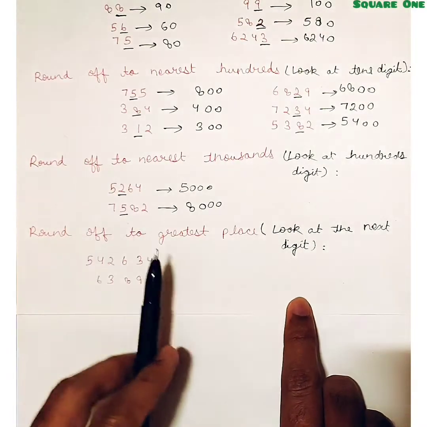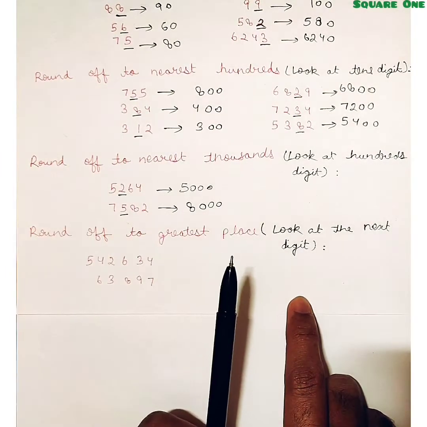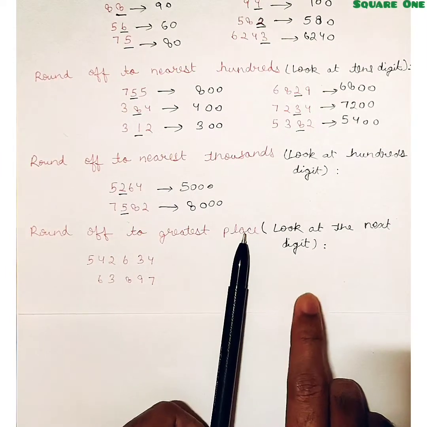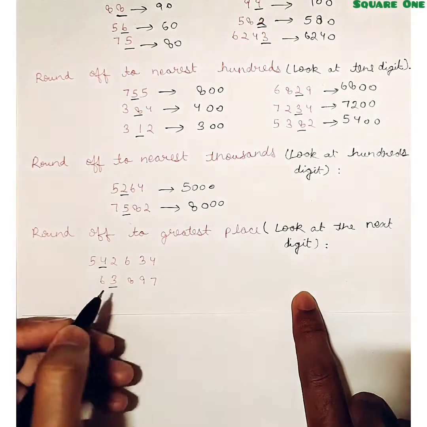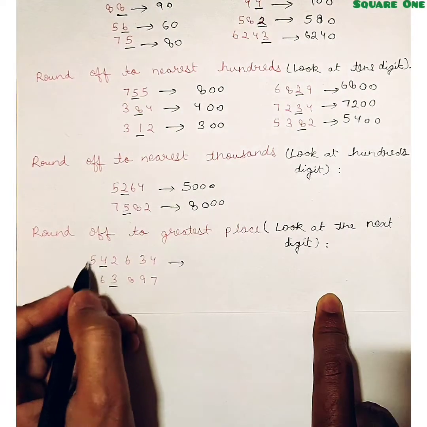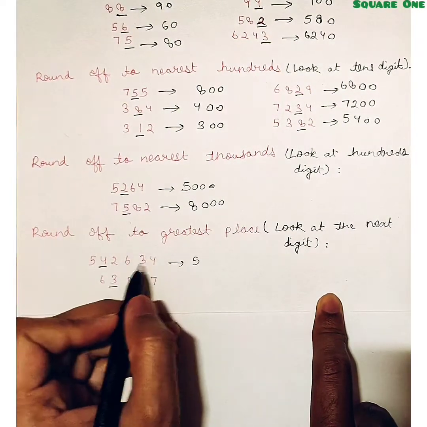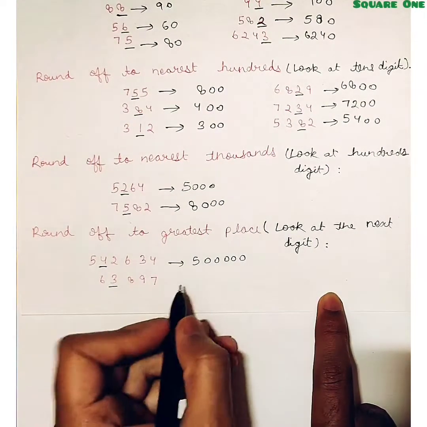In the next question, you have to round off to greatest place. Now you are not mentioned any place. You are asked to round off to greatest place. So you have to look at the next digit. Whichever is the second digit, you have to round off that digit. Here we have 4. So 5 remains like that and the other digits become 0. So we have 5 zeros here.